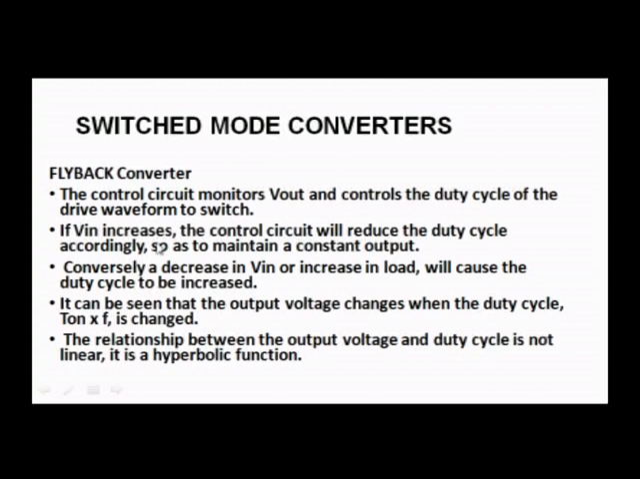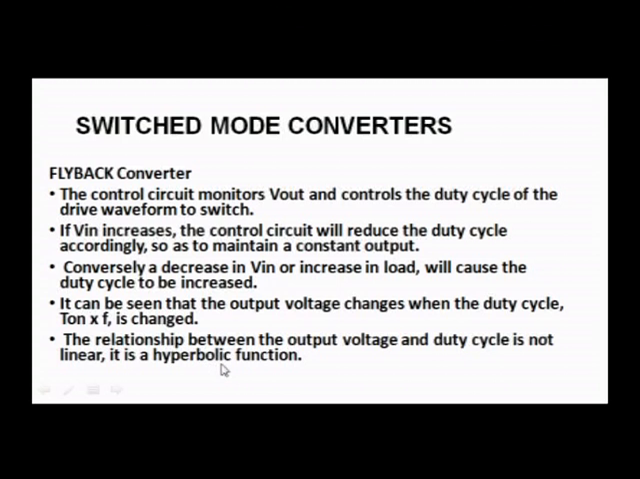Okay. So, if V in increases, the control circuit will reduce the duty cycle accordingly so as to maintain a constant output. Please see, I am talking about regulated output voltage. Conversely, a decrease in V in or an increase in load will cause the duty cycle to be increased. So, the on period will be either increased or decreased depending on whether your input voltage increases or decreases. The relationship between the output voltage and duty cycle is not linear in this case, but hyperbolic.